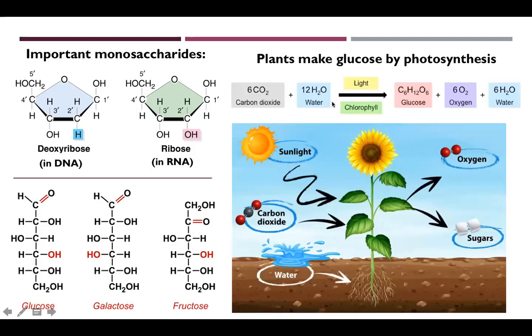Another important thing that we'll see in this course is how plants make glucose by photosynthesis.